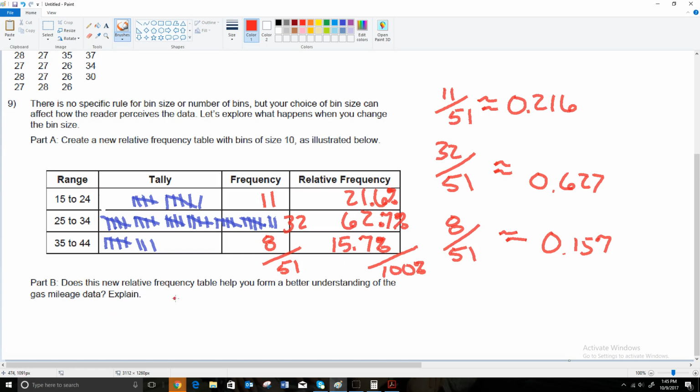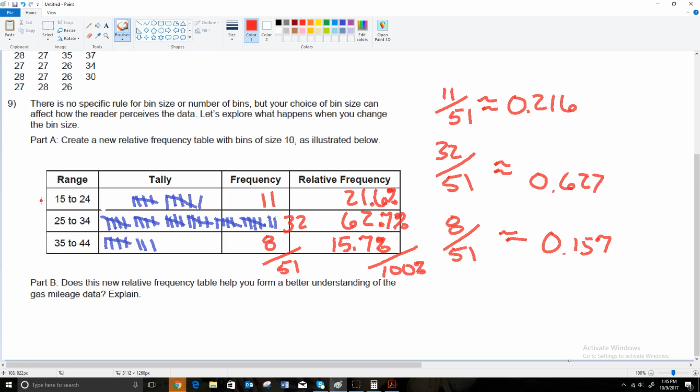So does this new relative frequency table help you form a better understanding? I would say a different understanding. I don't know if it's a better understanding, but it's definitely different. If this was all we had, and we didn't have the other one to look at, we would definitely know it was more clustered here, but we wouldn't know the very small number that are safe.